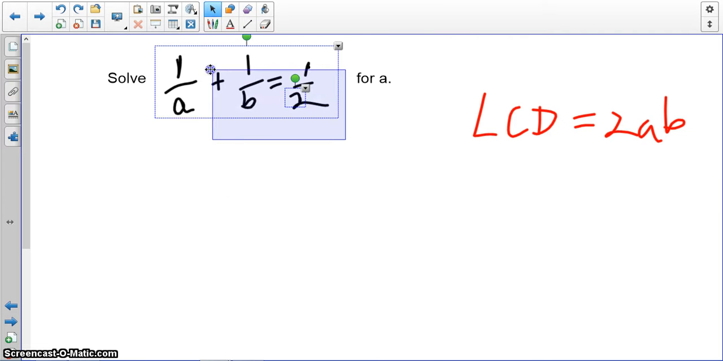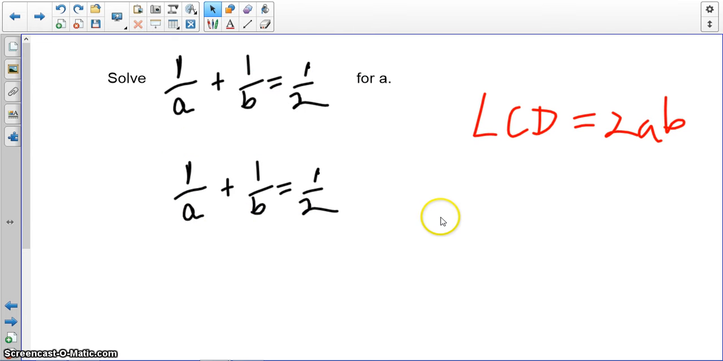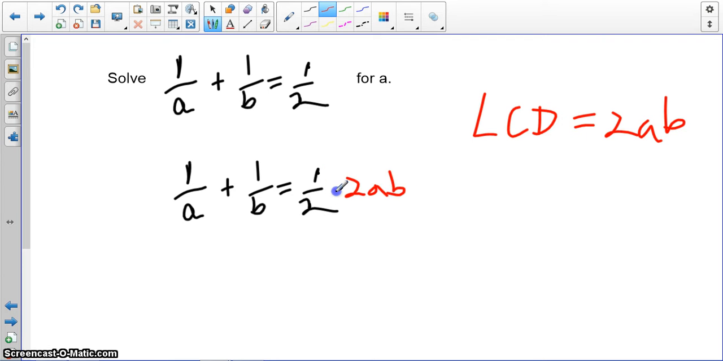So let me go ahead, I'm gonna clone this. Okay, and so we multiply everything by 2ab, and then this gets multiplied by 2ab. So on the right, if you notice, the twos should cross cancel. So you're just left with ab.